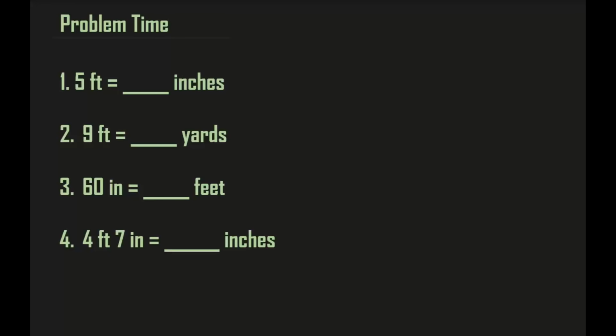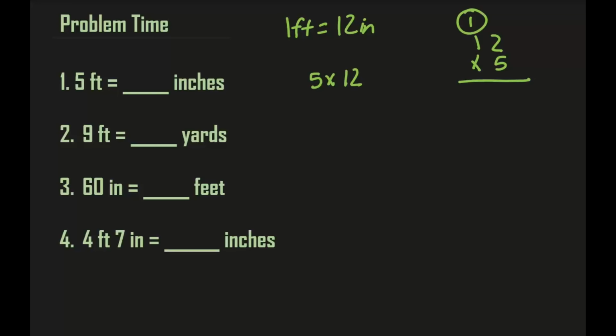So we have 5 feet equals blank inches. So we know that 1 foot equals 12 inches. So all we're going to do is 5 times 12. This is what you do for every single problem when you're converting feet to inches. 12 times 5, so let's do it. 5 times 2 is 10, so 1 goes up there, the 0 is down there, and then 5 times 1 is 5, plus 1 is 6, so we get 60. Our answer here is going to be 60.